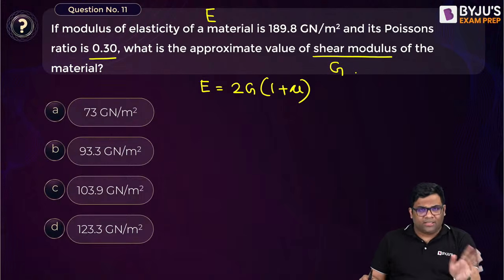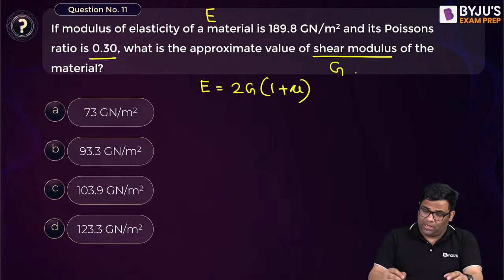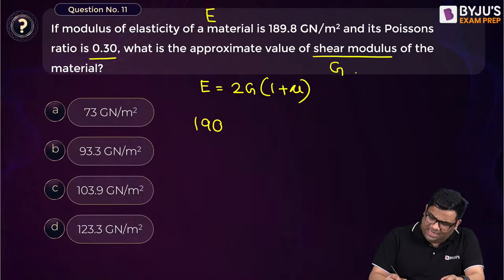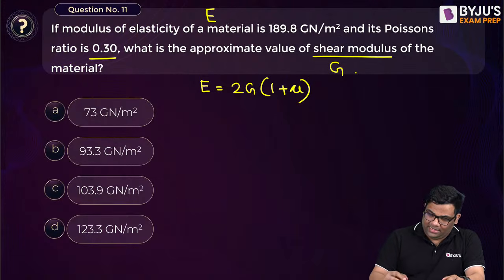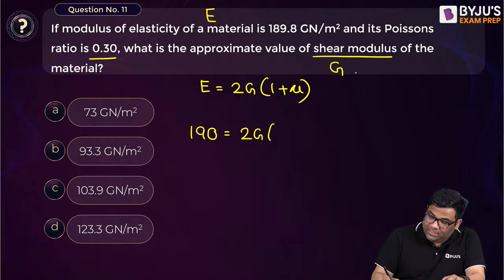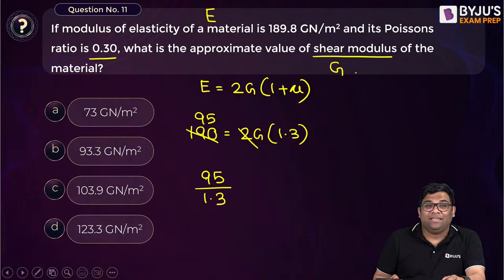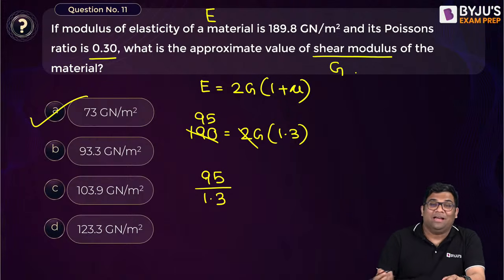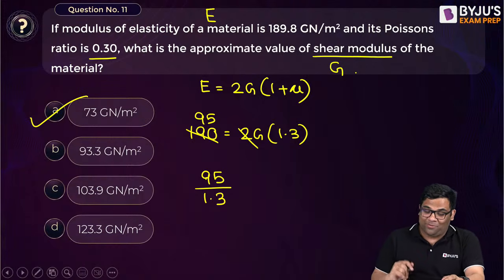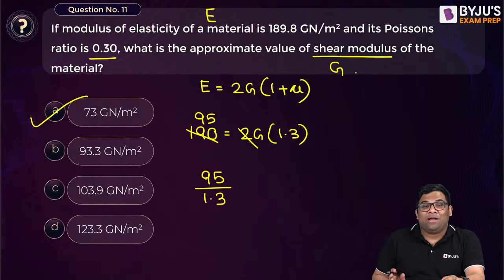See, calculator is not allowed, so better to do without a calculator. You can take this E as 190, so you can find the approximate value. 190 is equal to 2G times 1.3. So I can say this will become 95. So 95 by 1.3. Out of the given options, the possible answer is A only.